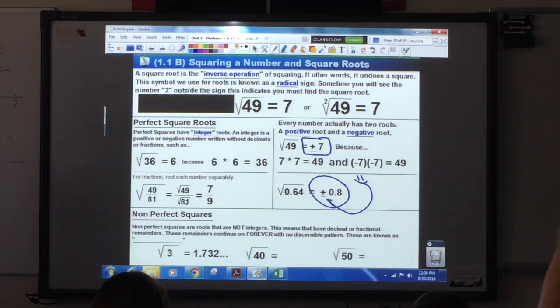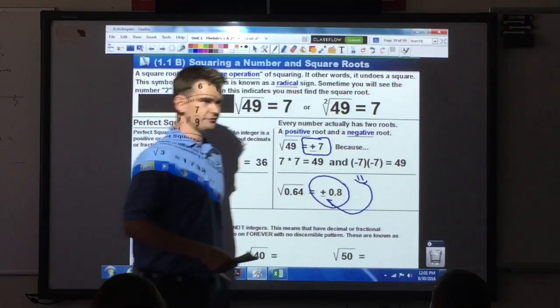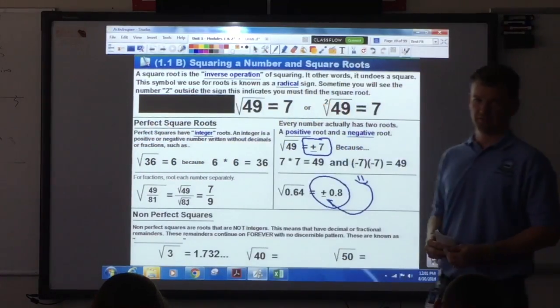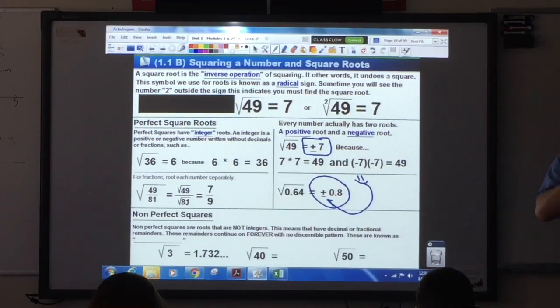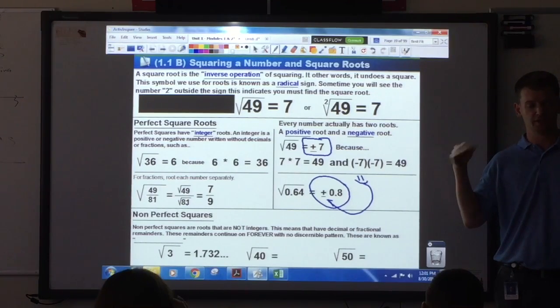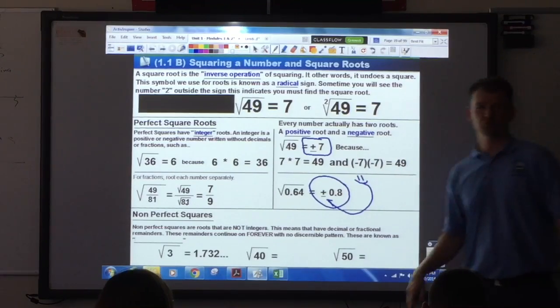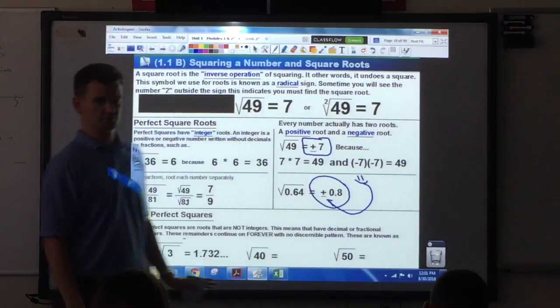All right, so those are perfect square roots. Yes, question? For the positive and the negative sign, does that go in front of every answer? It goes in front of every single square root. Yes, every single perfect square root. So if you put the number into your calculator and it gives you a number, not a long ending decimal, but a perfect root like this, yes, you put a positive or negative. I would just do it for all square roots. All square roots, positive or negative.